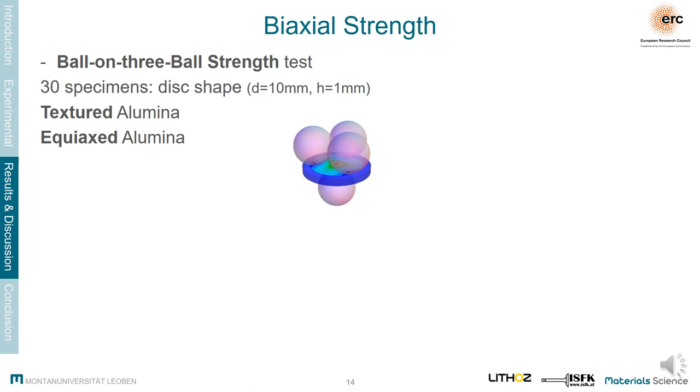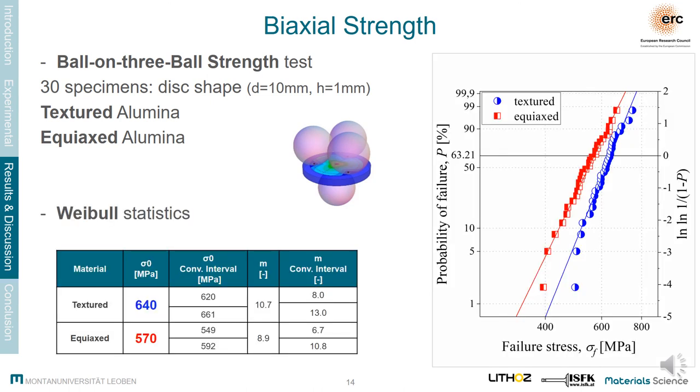To the biaxial strength, a ball-on-three-balls strength test was performed on 30 specimens for textured and equiaxed alumina, and the measurements were evaluated according to Weibull statistics. Here, a characteristic strength of 640 megapascal was found for textured alumina and 570 megapascal for equiaxed alumina. The higher characteristic strength of the textured material is assumed to be due to a higher fracture toughness resulting from crack propagation mechanisms such as deflection or bifurcation. Unfortunately, the fracture toughness still has to be measured.